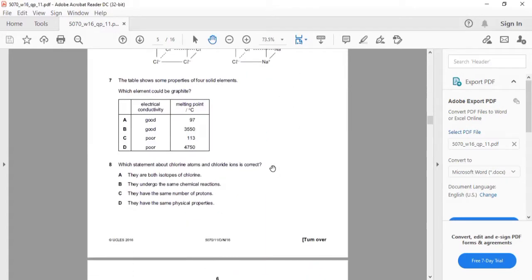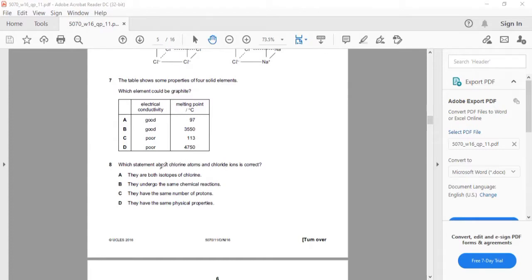7 is also about bonding. Which could be graphite? Graphite conducts electricity, yes, and has a very high melting point. So good. C, D wrong. Yes, conducts. B is the answer because it has a very high melting point. Graphite and diamond both.